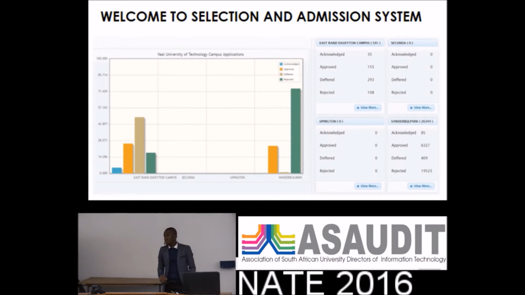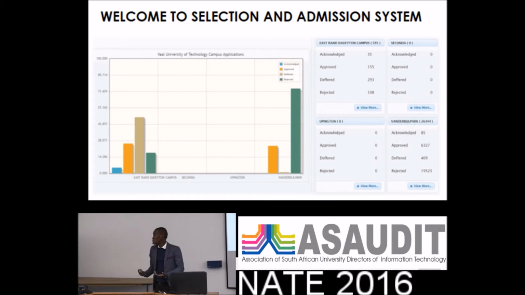26,344 applications. So that's a lot of applications. Just imagine if this was paperwork and you have to go through 26,000 applications, verify each and every application. So that's a lot of processing. And also different campuses as well. So from the dashboard itself, you can tell different statistics by just looking at it.